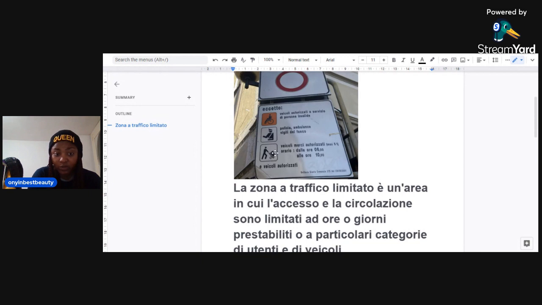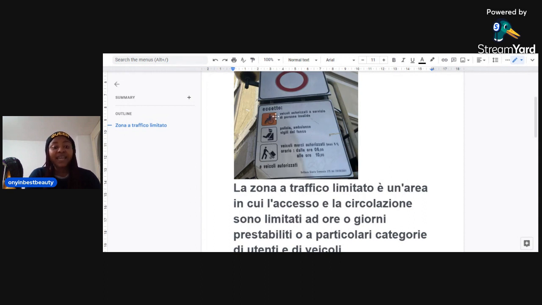You know, this truck pusher is a vehicle. Even though it is being pushed by a man, like a wheelbarrow, it is a vehicle. So from 6 it is valid, and at 10 it ends, for this particular category of vehicle to enter this place. This is a zona a traffico limitato.